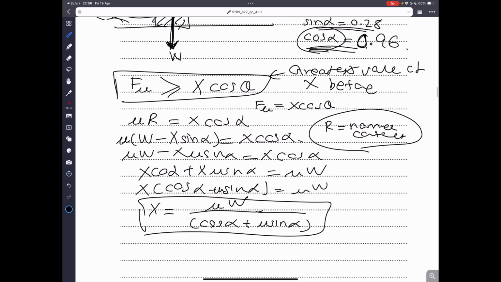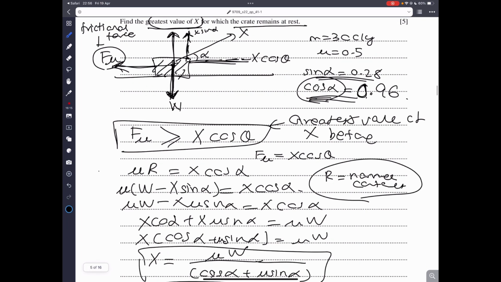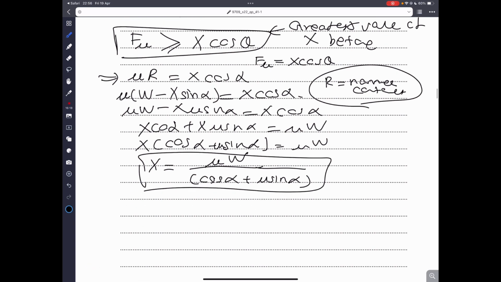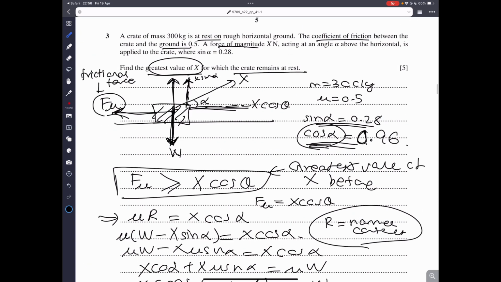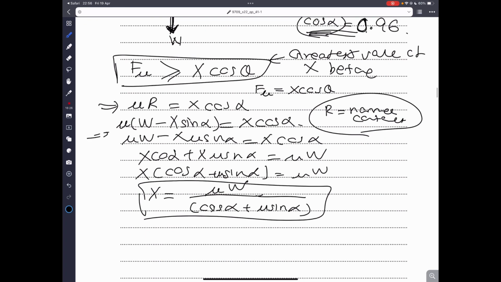Now I have a habit or tendency to write out everything first and then substitute the values later, because I just find that really easy. You could substitute the values at this early stage, but I feel like this gives you less error.